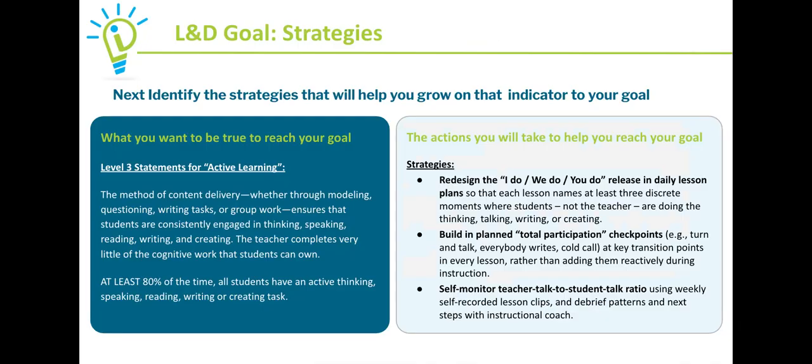Next is the part of your L&D goal that we define as the strategies, the specific things you will do to grow on this indicator. What actions would support you to reach the target level in your goal? In this case, a level 3. These actions are your strategies.